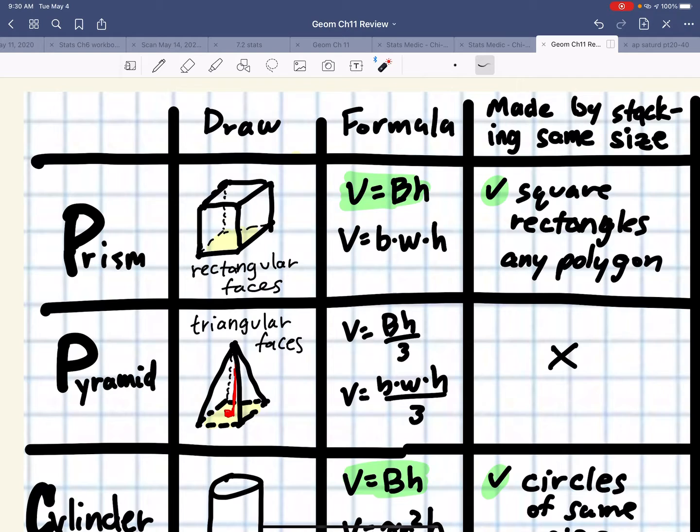All right, now pyramids, they're made by stacking shapes, but notice how the shape is getting smaller and smaller until it turns into a single point. Because those shapes are getting smaller and smaller, it creates triangular faces. And we learned the volume would be equal to the area of the base, whatever that is, times the height, but then divide by 3. So in this rectangular base, we'd need the base, the width, and the height, but we'd have to divide by 3. I put an X here because it cannot be made by stacking the same size shape.